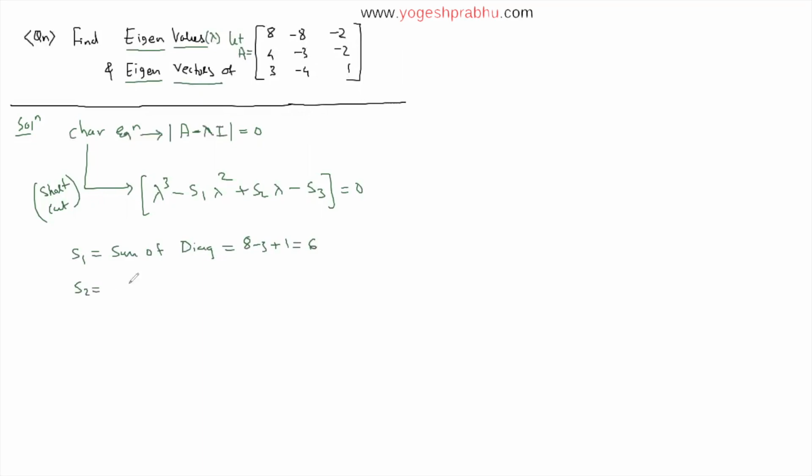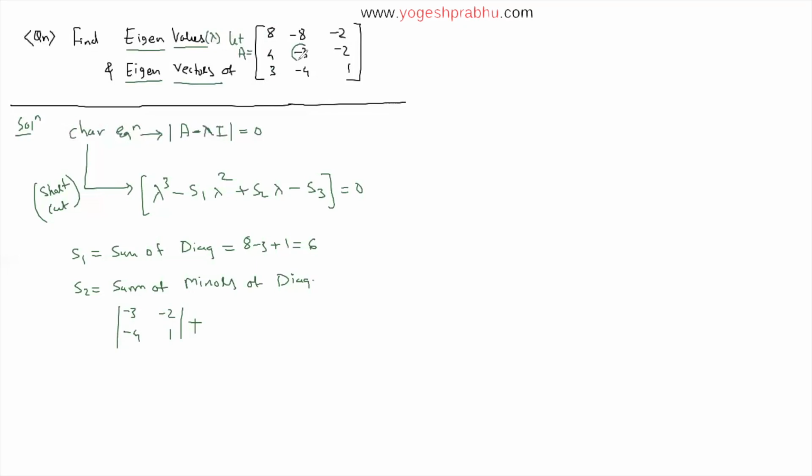Now S2 is the sum of minors of diagonal elements only. The diagonal elements are 8, minus 3 and 1, so we have to find the minors of all of these. Let me explain how the minor works. If you want to find the minor of 8, you have to hide this column and hide this row. Whatever you see is the minor of 8. Very simple. So it is going to be the determinant of minus 3, minus 2, minus 4 and 1. That's the minor of 8.